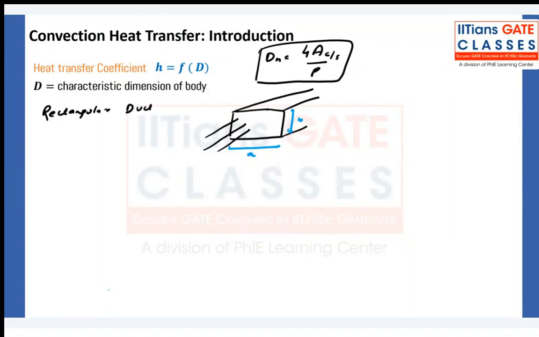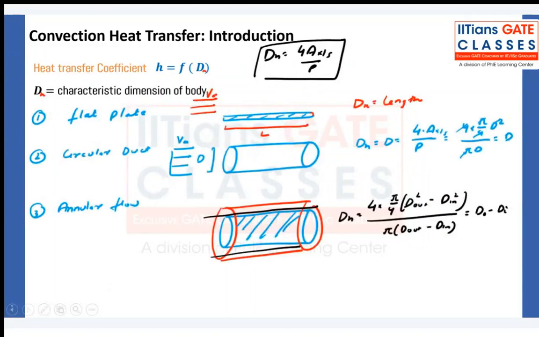What is this? You are asking something? Yes, hello sir. Here, is the perimeter D out minus D in, or D out plus D in? I am sorry, I am not able to understand, it's not clear what you are saying. D out minus D in, no? Why plus?